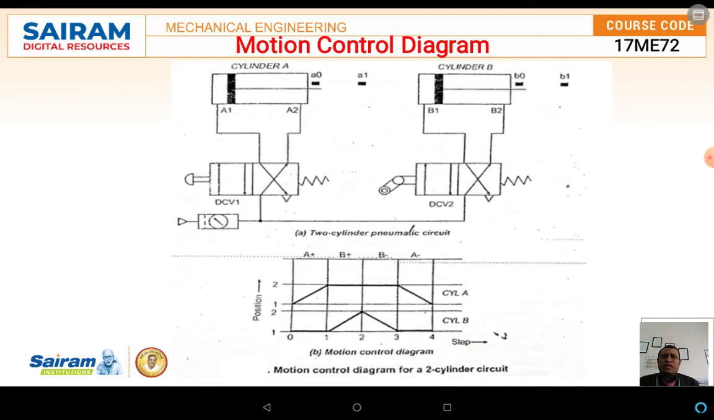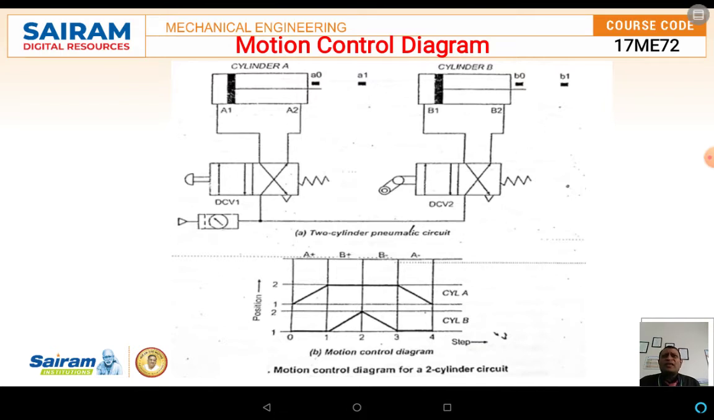motion control diagram. In the previous class, we discussed a small introduction to the motion control diagram with respect to cylinder A and cylinder B. There we are using one horizontal cylinder and another vertical cylinder. If I start discussing with respect to that, it is very difficult to analyze it.